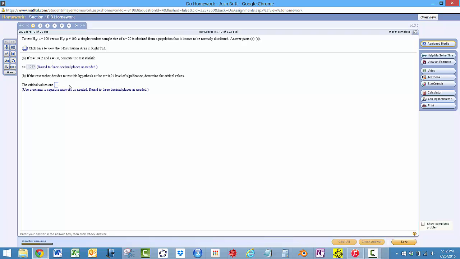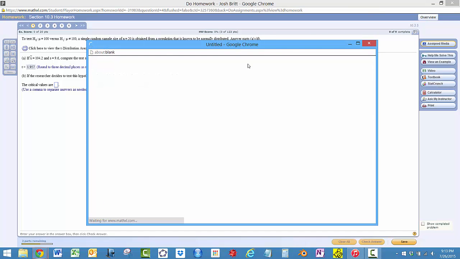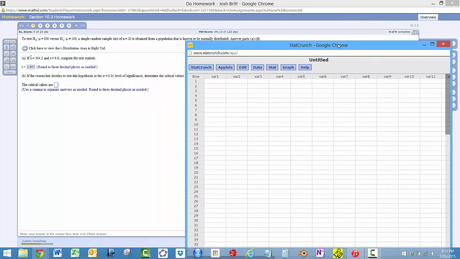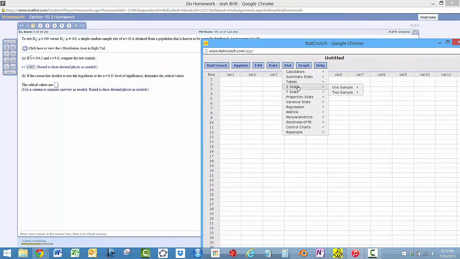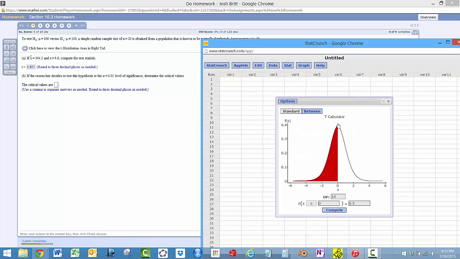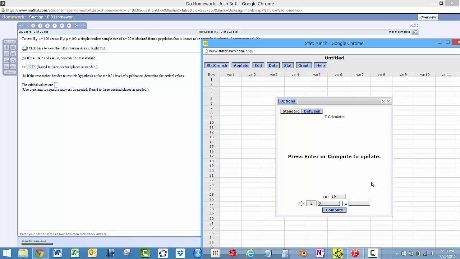The easy way to find the critical values, for a two-tailed test, is to go to StatCrunch, and we want Calculators, T distribution. Degrees of freedom is always one less than the sample size. Sample size is 20, one less would be 19.